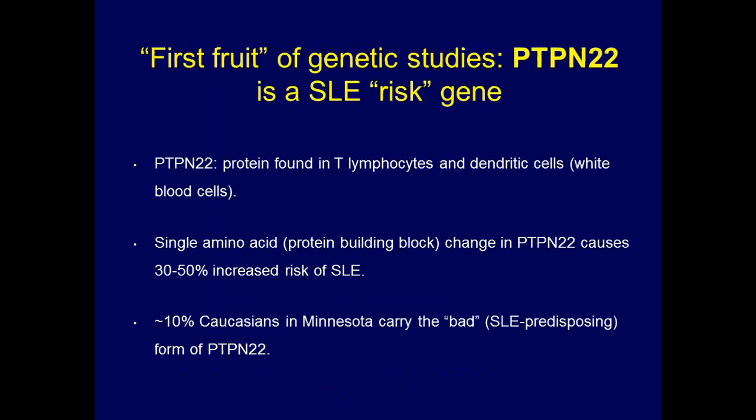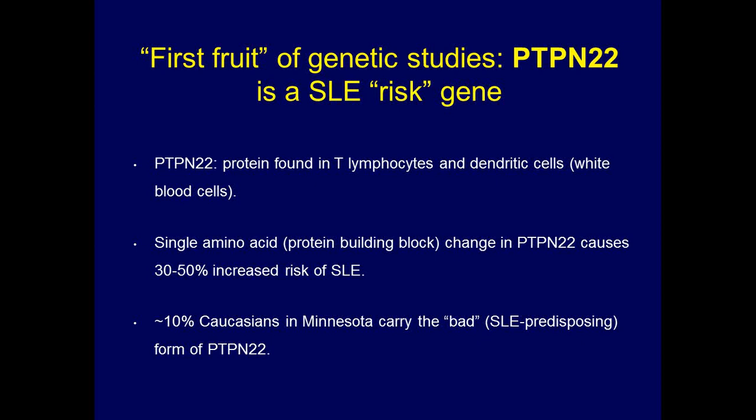I want to spend a little time now talking about one of the first fruits of these genetic studies. This is a gene called PTPN22, a known lupus risk gene. PTPN22 is a gene that encodes a protein found in T lymphocytes as well as dendritic cells, other white blood cells in the body. And it's fascinating to me that there are about 800 amino acids in this PTPN22 protein, and one single change, 1 out of 802, is enough to cause the increased risk of lupus and other autoimmune disease. So carrying this single amino acid change is a very powerful risk factor for lupus.